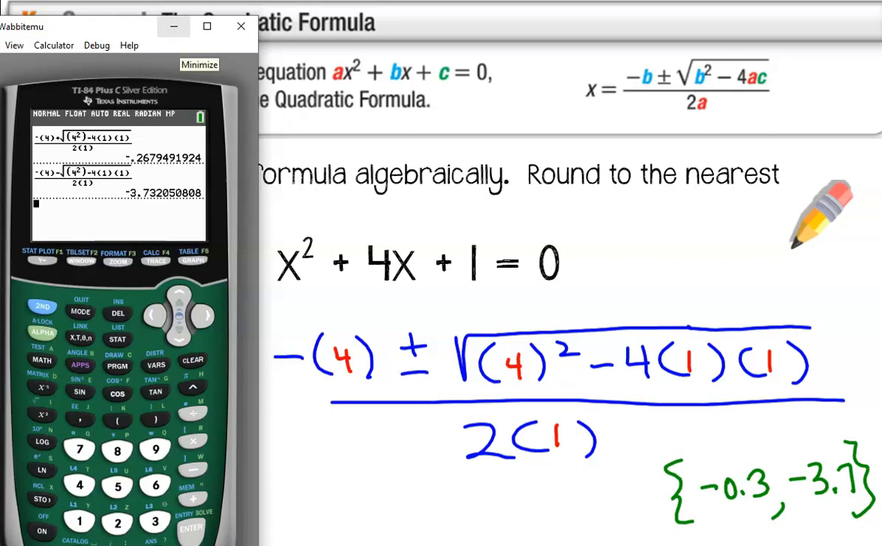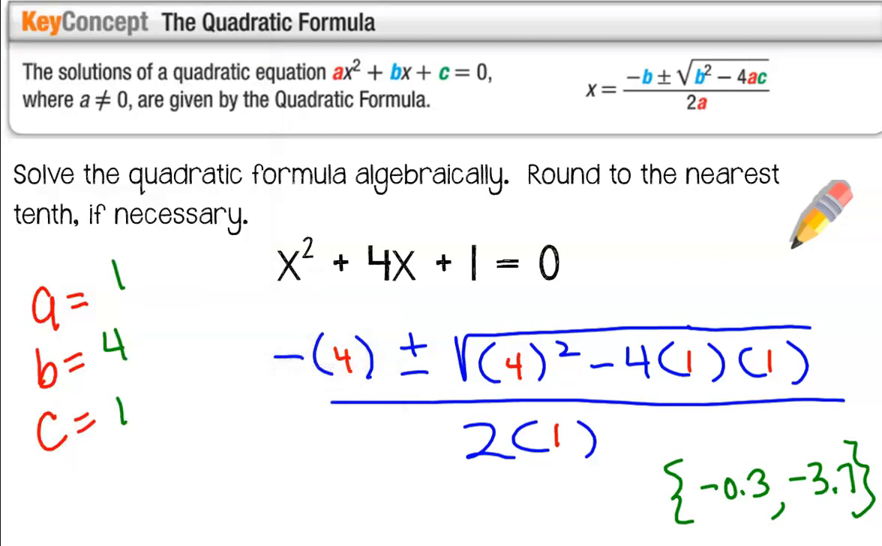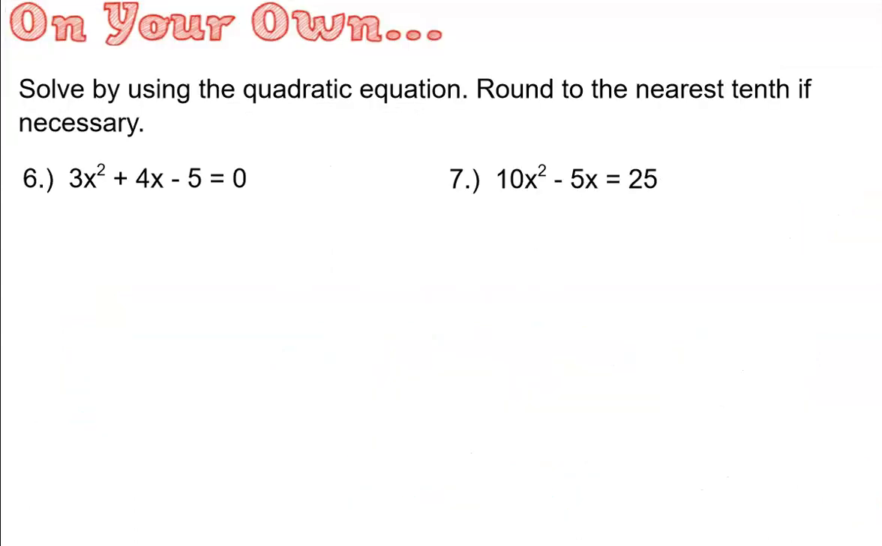How do you get the fraction? How do you get the square root sign? How do you copy and paste? But that's pretty much it. That's the basic formula. So let's get you started on trying some on your own.